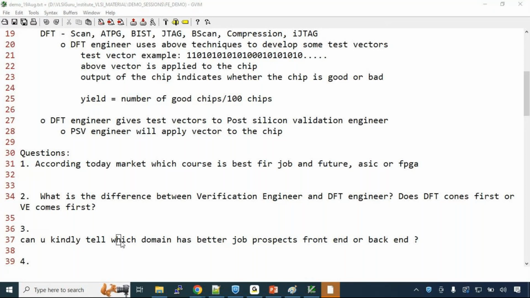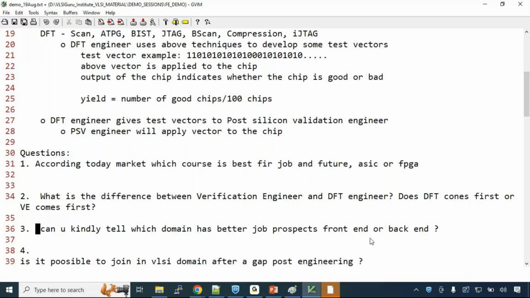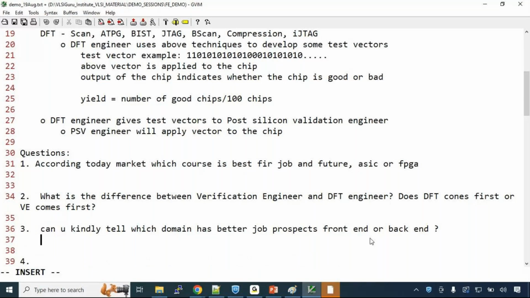Can you tell me which domain has better job prospects, front end or back end? As of today, more hiring is happening in the front end domain. But things don't take a lot of time to change. There may come a time where hiring 30 people for physical design. As of today, back end hiring is less due to market conditions. Front end, at least hiring is happening somewhere, 2 people, 3 people, 4 people. But things can change. Things can get better for back end also, where more hiring happens.